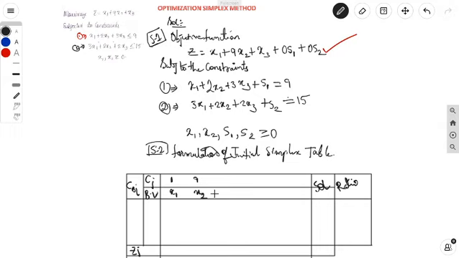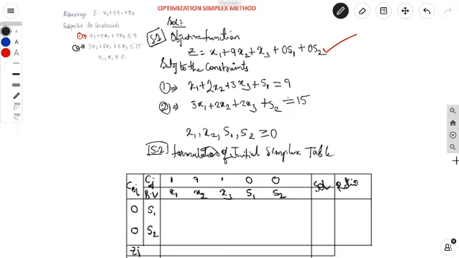So write down x2 over here. Then next, x3, the coefficient of x3 is 1. Write down x3 over here. Then the coefficient of s1 is 0, and s2 as well. These are the values of Cj and the basic variables. Now, what basic variables do we have? S1 and S2 are our basic variables. What is the coefficient of S1 in the objective function? It is 0. What is the coefficient of S2 in the objective function? This is also 0.